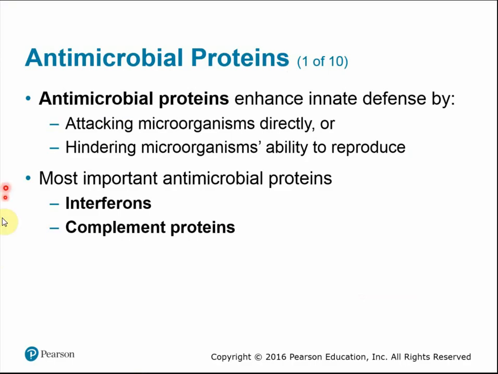So another part of the second line of defense is antimicrobial proteins. These are going to work to help enhance our other innate defenses by either attacking microbes directly or somehow hindering their ability to reproduce. The most important categories of antimicrobial proteins we'll look at are interferons and complement proteins.